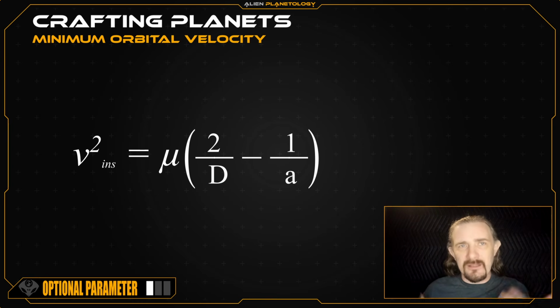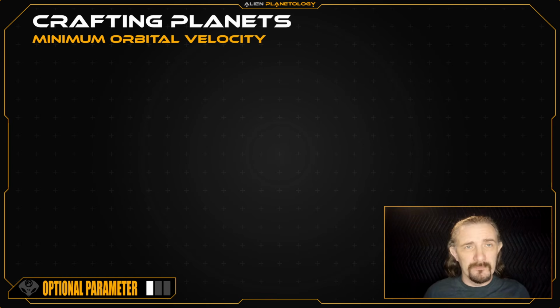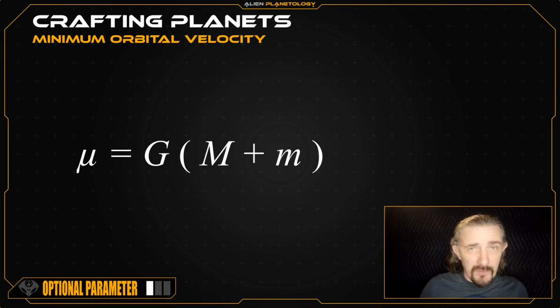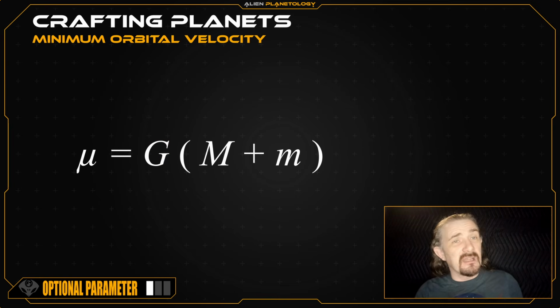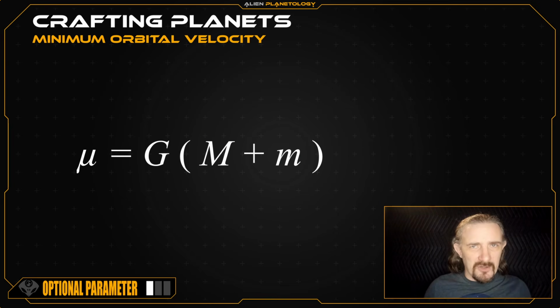But before we get to that, we need to deal with the standard gravitational parameter, which is represented here with the Greek letter mu. This is just the gravitational mass of the system and is equal to the gravitational constant times the sum of the masses of our star and planet. And to make things a bit easier on us, we'll do this part of the equation first.